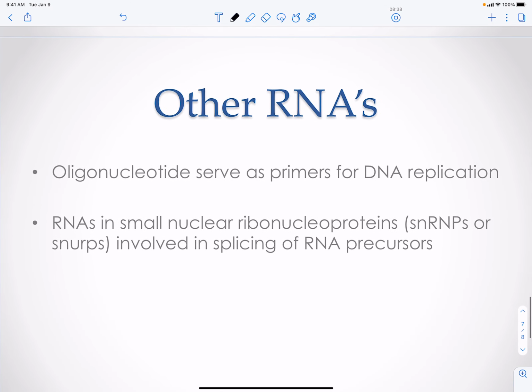Now there are also other RNAs. We have some that are going to be primers for DNA replication. These primers are what are going to be used by our viruses. They're going to use our own primers to replicate their DNA. So DNA viruses will replicate in our nucleus. Also, influenza uses our primers. So influenza is an RNA virus that will go into our nucleus and use our primers to replicate their genome as well. We also have small nuclear ribonucleoproteins called SNRPs, and these are involved in splicing RNA precursors, so they have an enzyme activity associated with them.